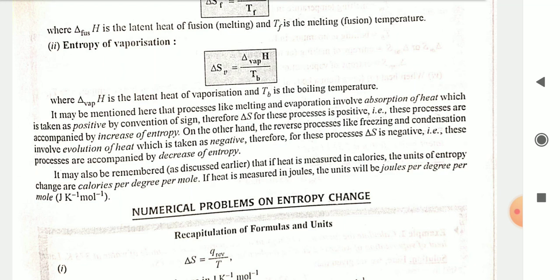It may be remembered that if the heat is measured in calories, the unit of entropy change is calorie per degree per mole. If it is measured in joules, the unit will be joule per degree per mole.